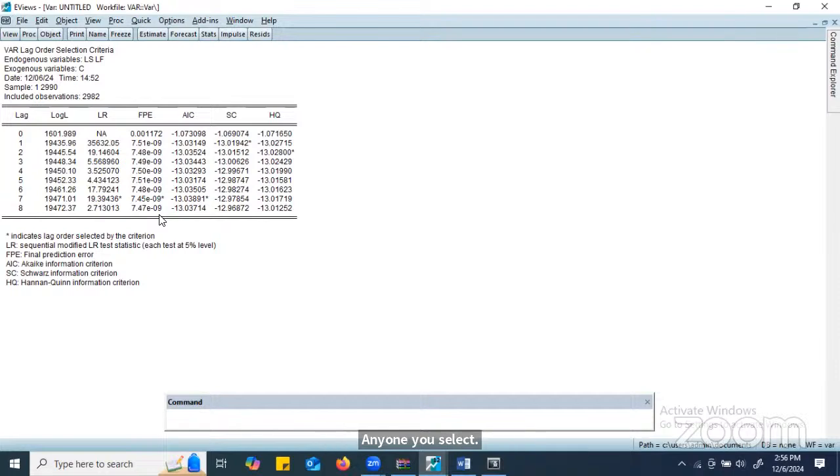Can you go for 1? First, we'll see the result. We go for 1, we see the result. Then we'll go for 2, we'll see the result. Then we'll go for 7, we'll see the result. What is the change?